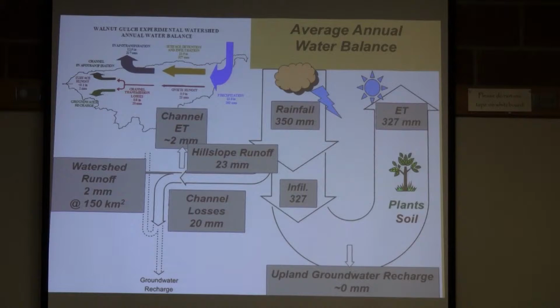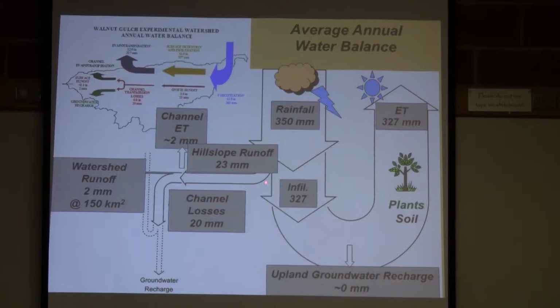And that water balance tells us some really interesting things about what evapotranspiration might be. So in general, about 350 millimeters of rainfall falls onto the watershed. And then out of that 350, we have in our upland watersheds maybe about 23 millimeters of runoff on average. Less than 1% of the rain on average comes out of those hill slopes. Most of it goes down into the soil and then is quickly returned back to the atmosphere by evapotranspiration. There's very little upland groundwater recharge, and I'll show some evidence for that in the next slide.